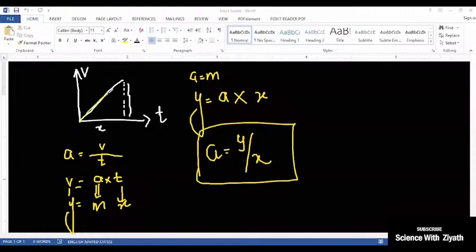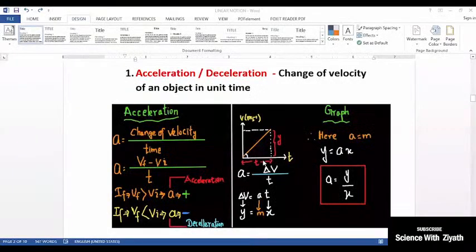Which means if you want to find the acceleration in this graph, you should find this y-axis over x-axis. This is how acceleration can be found using the graph. Now I'm showing some velocity time graphs. This is the one which I have drawn there, right?